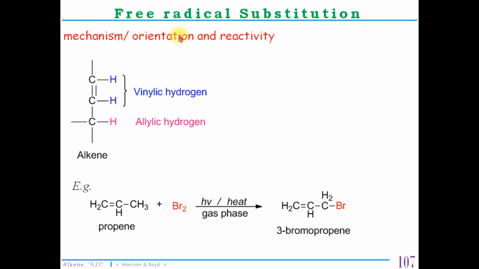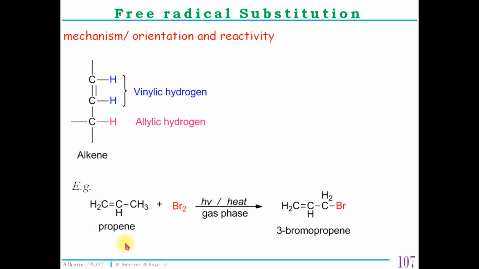Detailed mechanism, orientation and reactivity of free radical substitution. We have a concept of allylic and vinylic hydrogen. Vinylic hydrogens are the hydrogens attached to the sp2 hybridized carbon of an alkene, while allylic hydrogen is attached to the carbon adjacent to the double bond.